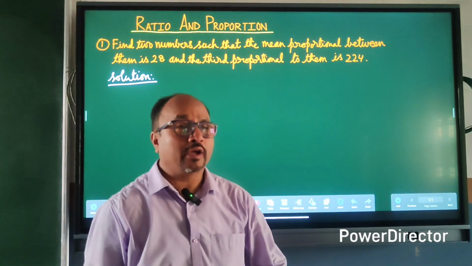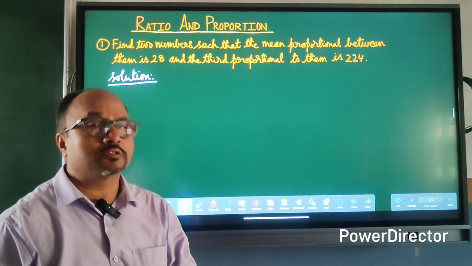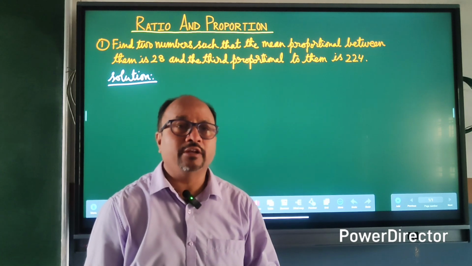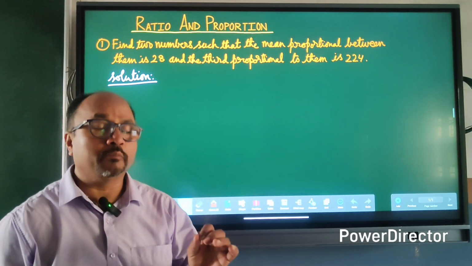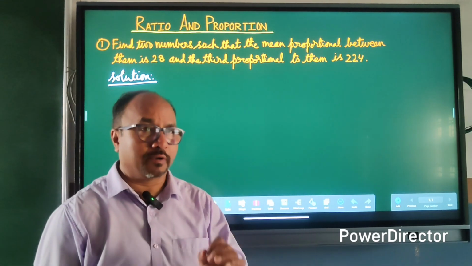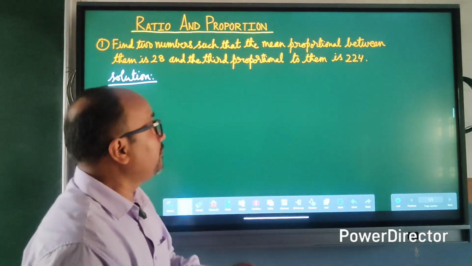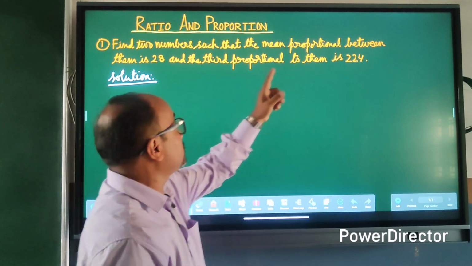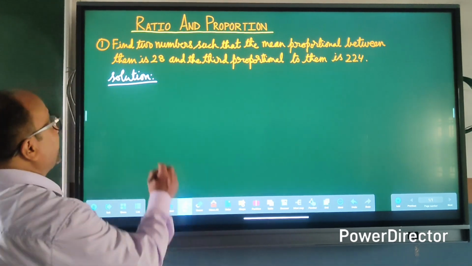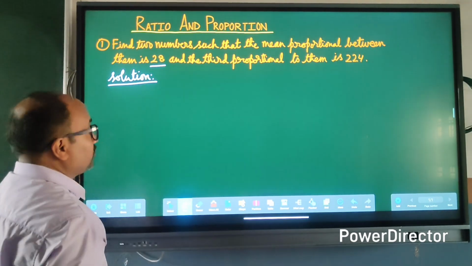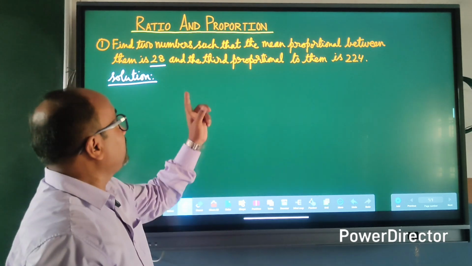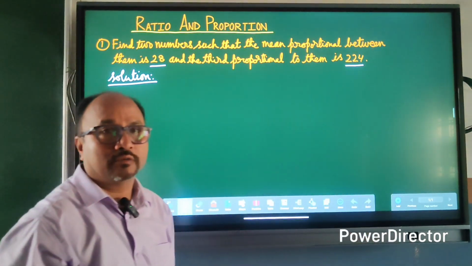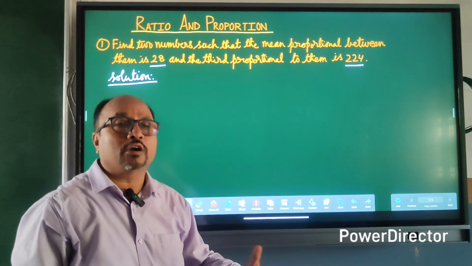Now let us take a look at one of the important sums based on this ratio and proportion, which involves mean proportion and third proportion. So the question says find two numbers such that the mean proportional between them is 28 and the third proportional to them is 224. So let us see how to work out this sum.